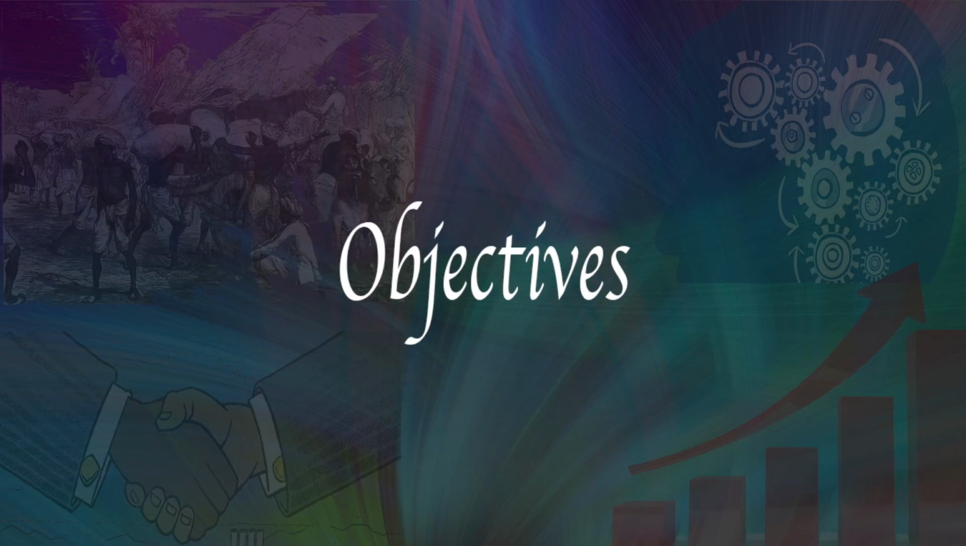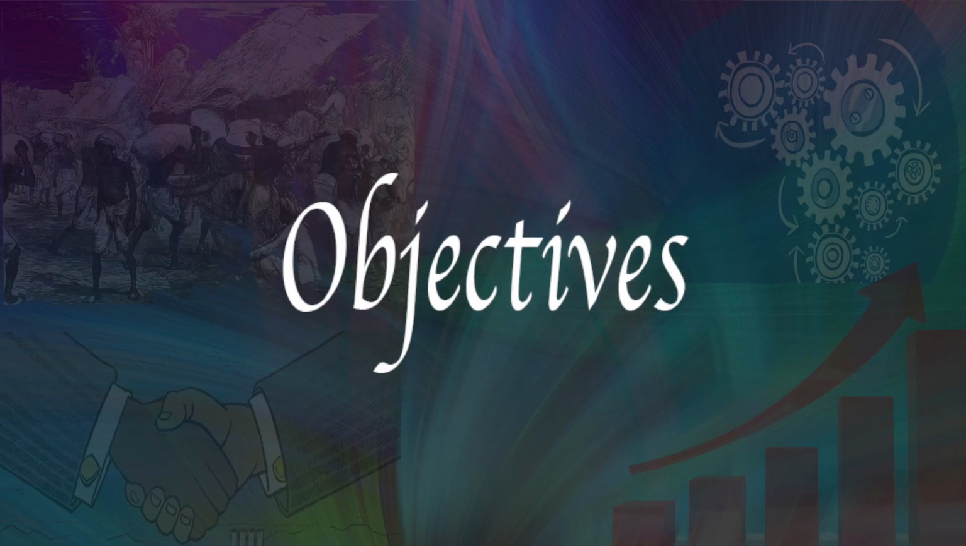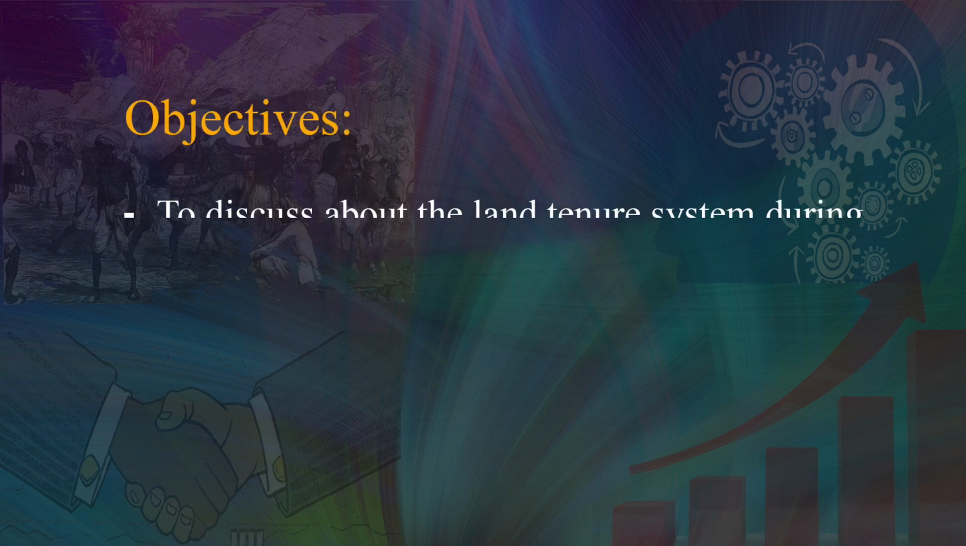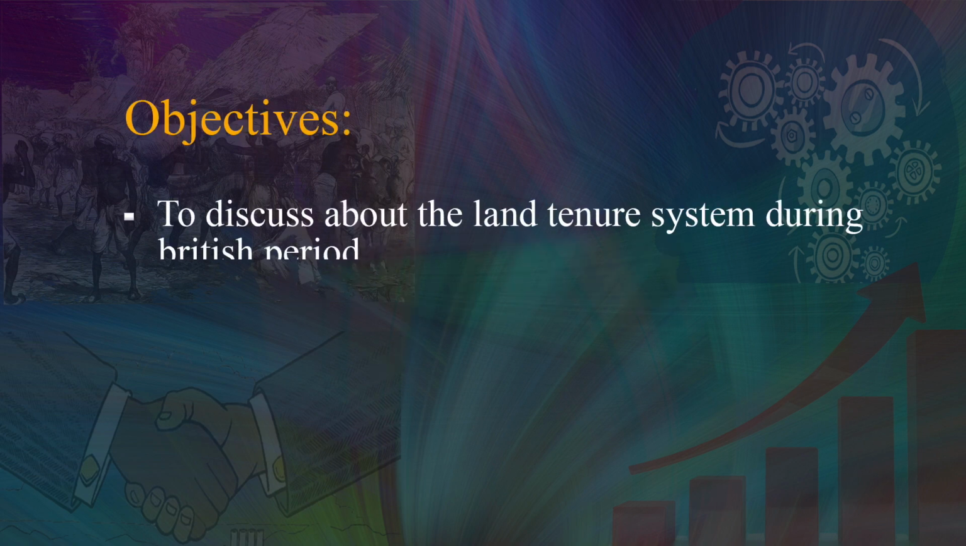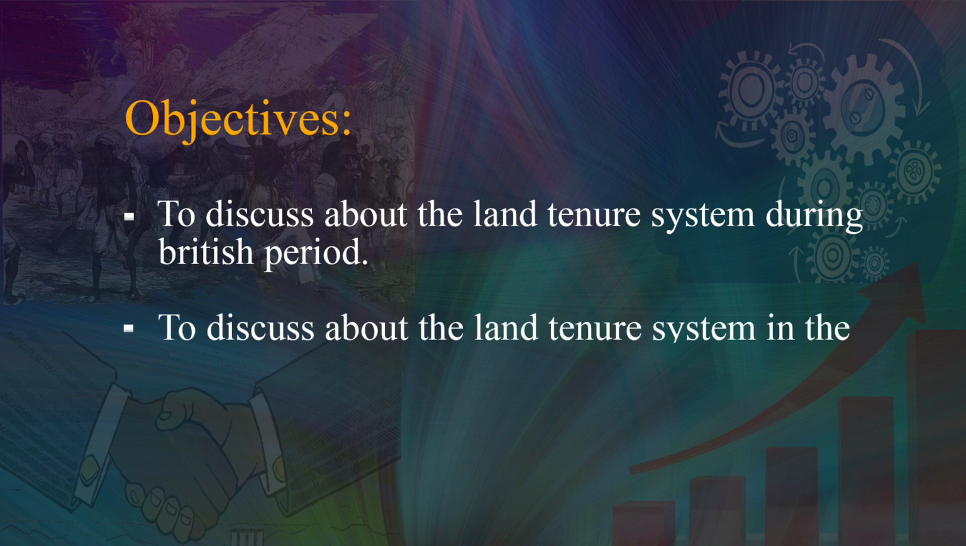Now let us discuss the objectives of this lesson. Number 1, to discuss the land tenure system during the British period. Number 2, to discuss the land tenure system in post-independent India.